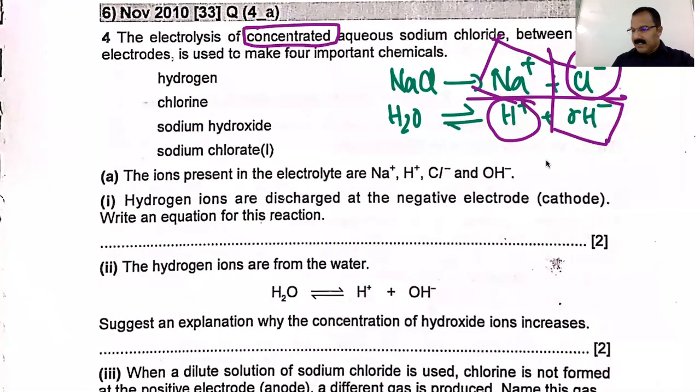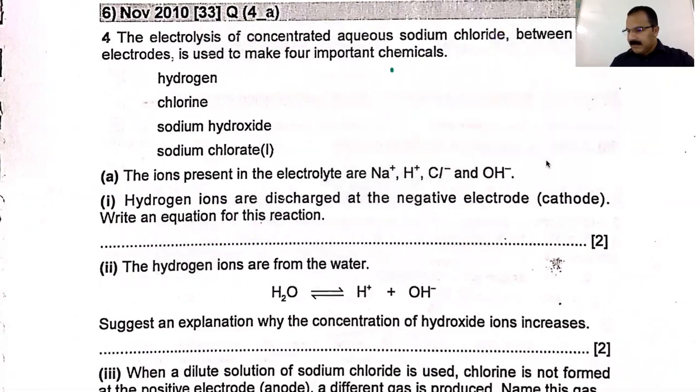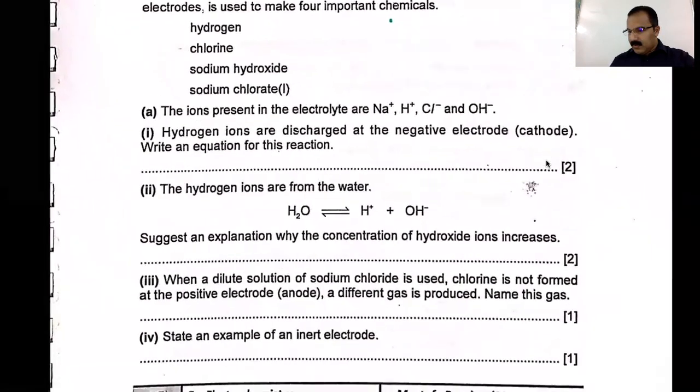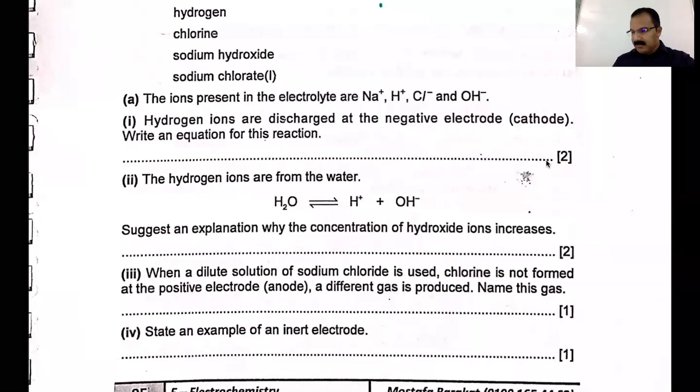All right, hydrogen ions are discharged at the negative electrode. Write the equation. It's H+ ions gaining electron and it has to form H2. It's a diatomic. So you need to have 2H+ and 2 electrons. 2H+ plus 2 electrons gets you H2. All right, so now hydrogen ions are formed from water. Suggest an explanation why concentration of hydroxide ion increases.